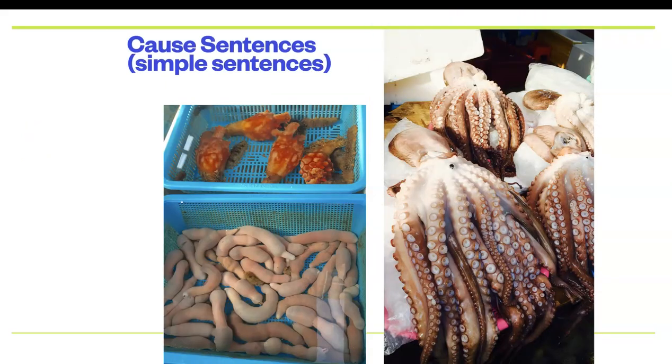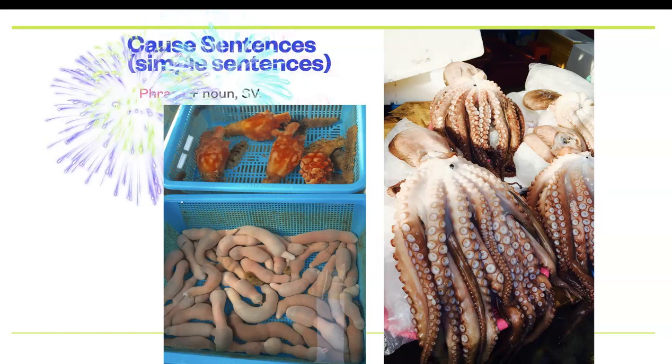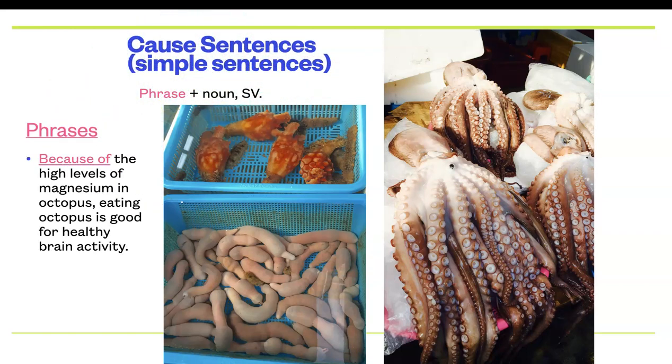Next we have a different phrase, and that phrase is because of. Because of the high levels of magnesium in octopus, eating octopus is good for healthy brain activity. We have the phrase because of. The noun is high levels of magnesium. And the subject verb, we have subject eating octopus. The verb is. So eating looks like a verb, but it's actually a noun. It's a noun gerund that ends in ing, so it acts as a subject for that sentence.